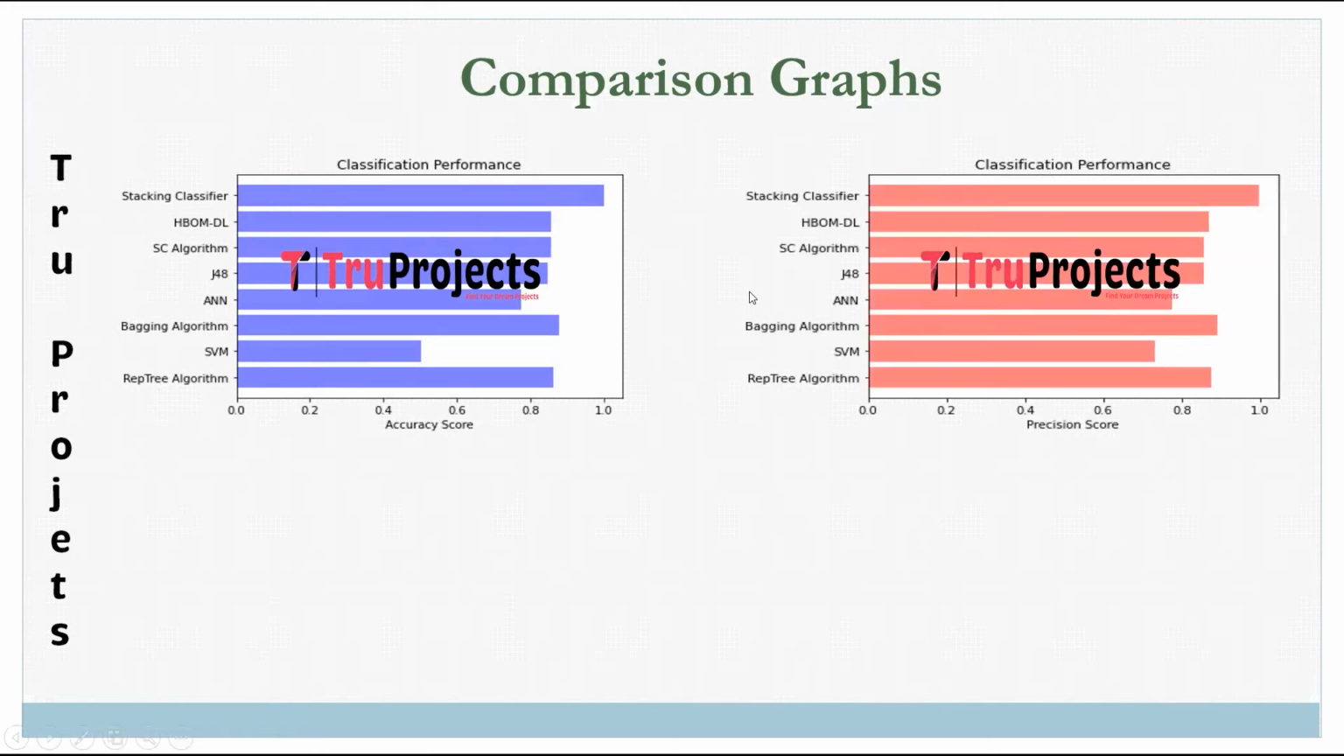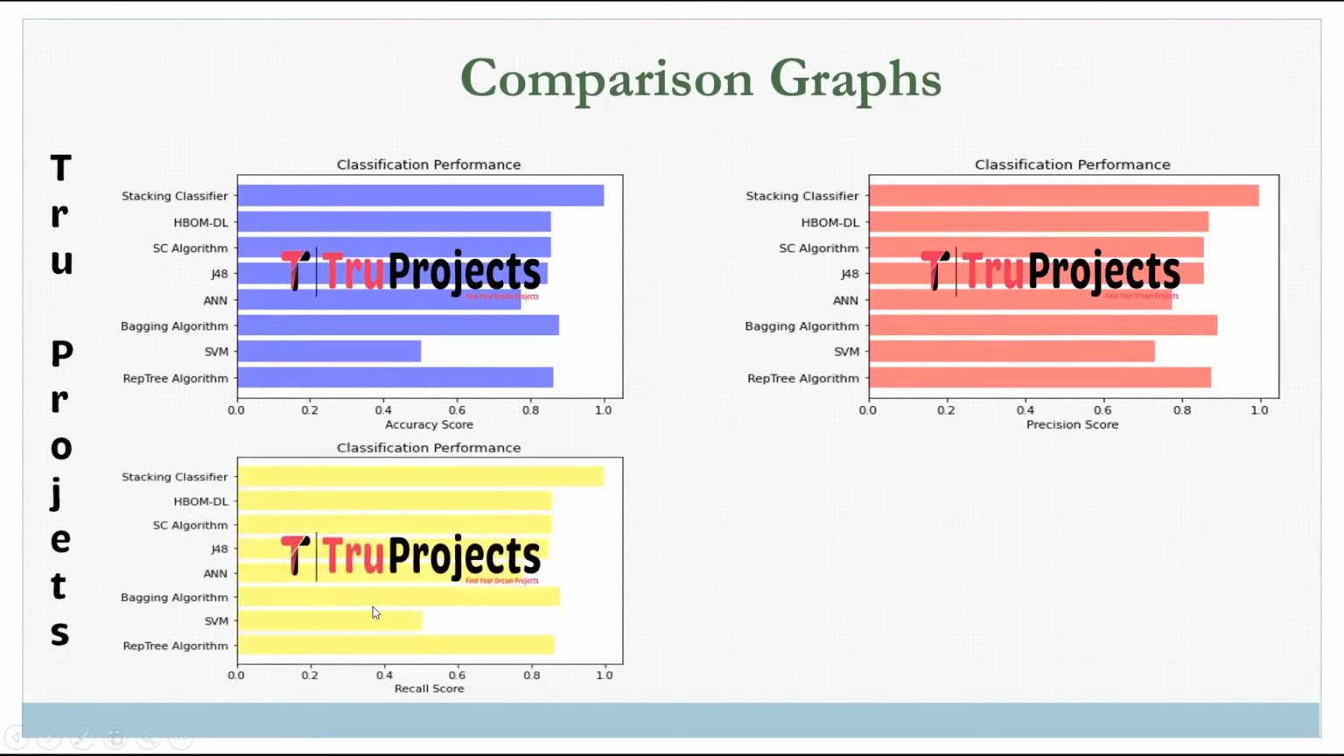This is the precision comparison graph. Here on the x-axis we have the precision score for each algorithm and on the y-axis we have the algorithm names. It explains how many of the predicted positive cases actually turn out to be positive. Precision is useful in cases where false positives are a higher concern than false negatives.